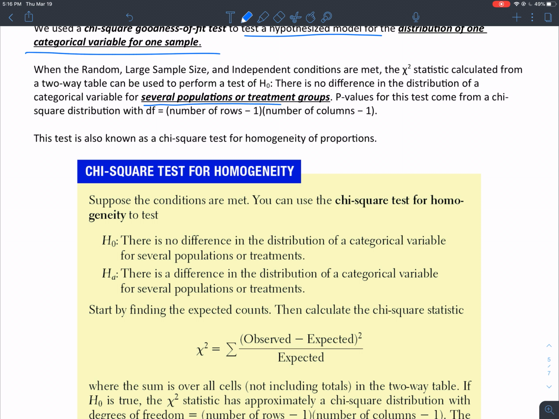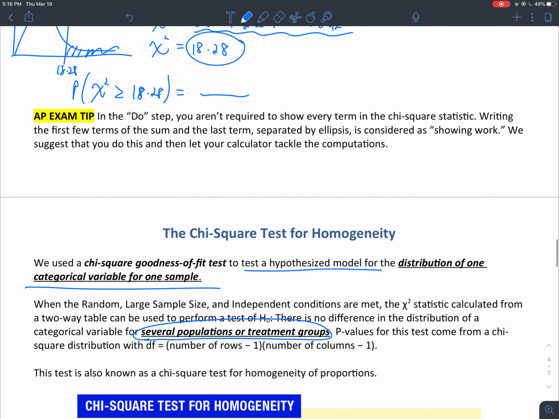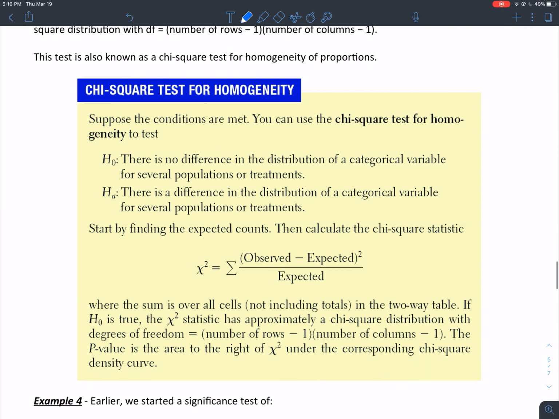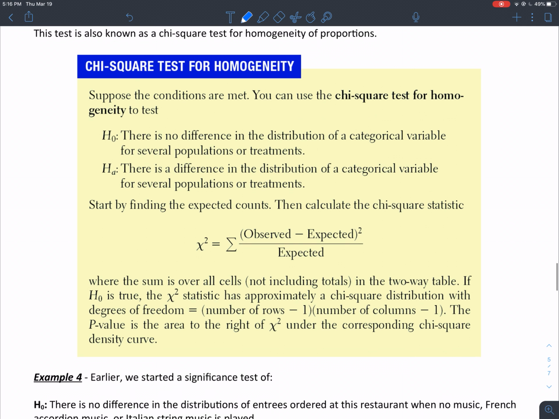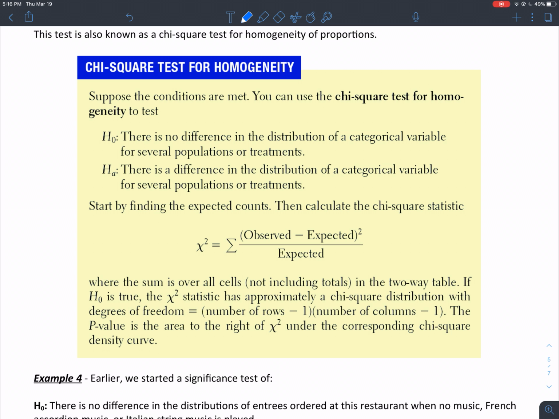If we want to work with several populations or treatment groups, we do a chi-square test for homogeneity. Now here's the thing we did not talk about to calculate this p-value. Remember we said you have to list degrees of freedom. What are the degrees of freedom? In this case, degrees of freedom are the number of rows minus 1 times the number of columns minus 1. For ours, we had 3 rows and 3 columns. So 3 minus 1 times 3 minus 1, so our degrees of freedom should be 4.